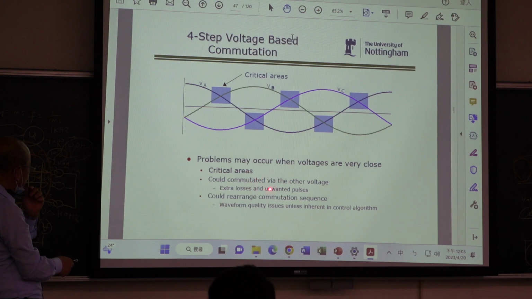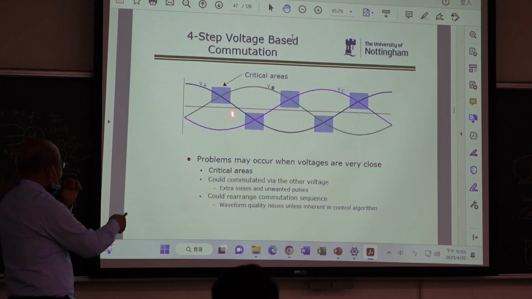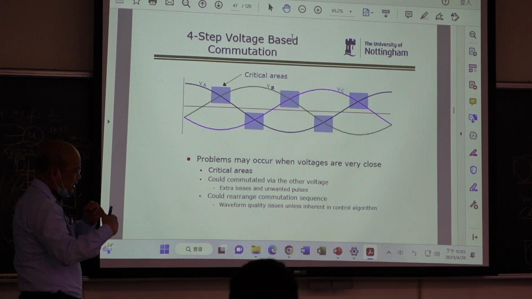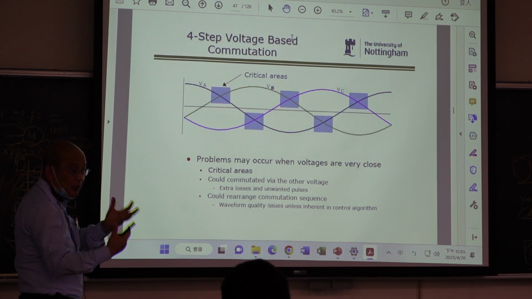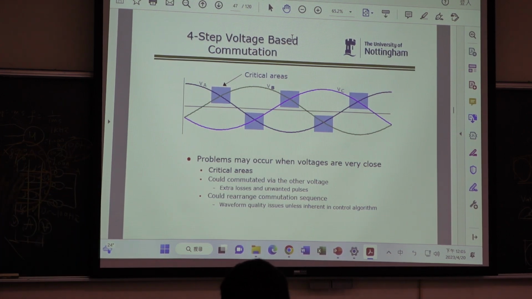So we could commutate by the other voltage. If you made a mistake, then you create more loss. So we could rearrange the commutation sequence. But this is not a big issue because if you made a mistake, you only create a larger loss, but never damage. So it is okay.